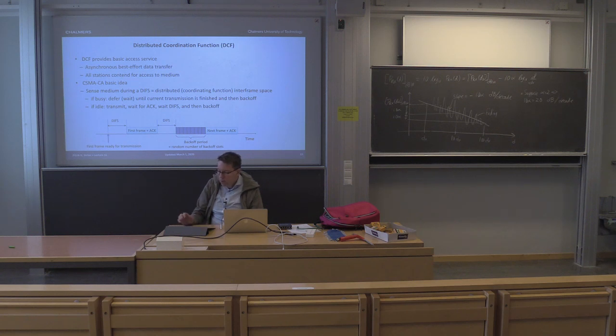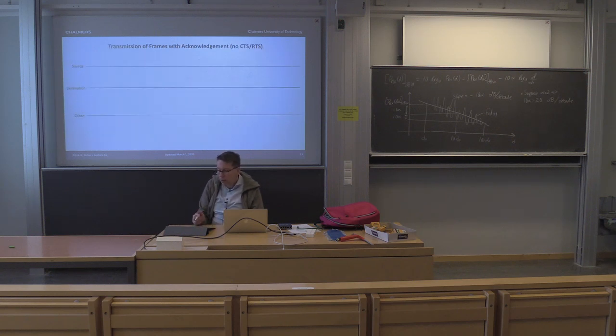Okay, but let's do this first. So let's look at transmission of frames with acknowledgements, which is the standard way to do things. So we have a source, we have a destination, and then we have other nodes. So at some point in time, the source gets a frame from its LLC layer above, right? And then it listens for DIFS. If nothing is there, then it transmits a data frame.